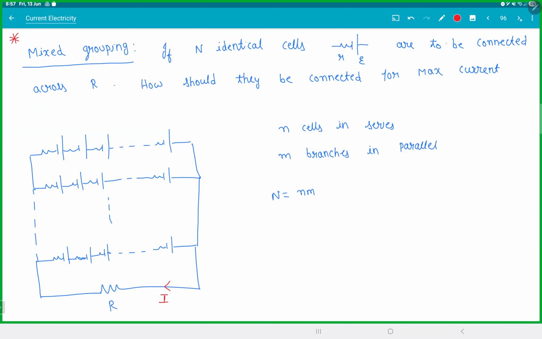Find small m and n. So that would be a question. That also can be a theory. Try, I'll give 3 minutes. Find m and n for maximum I.